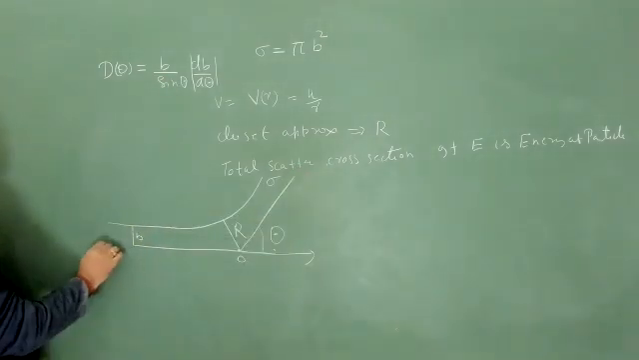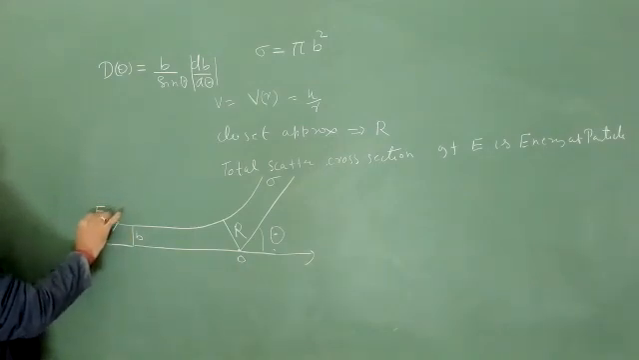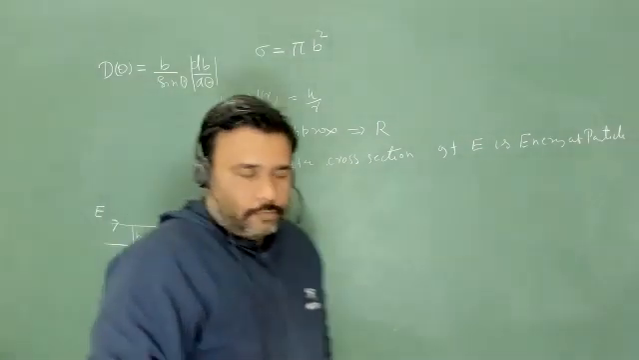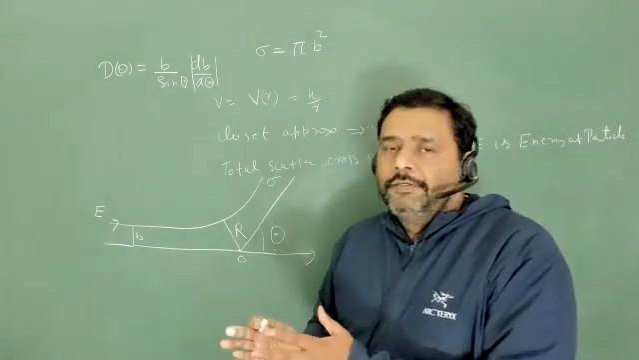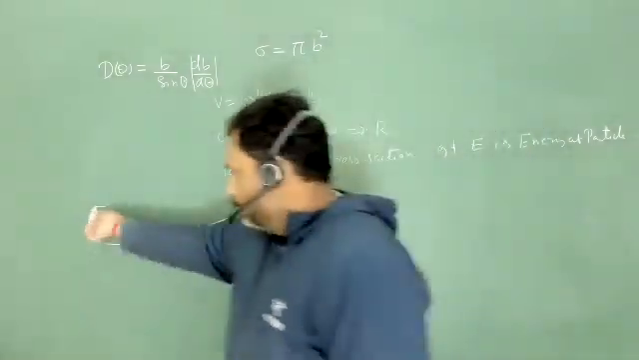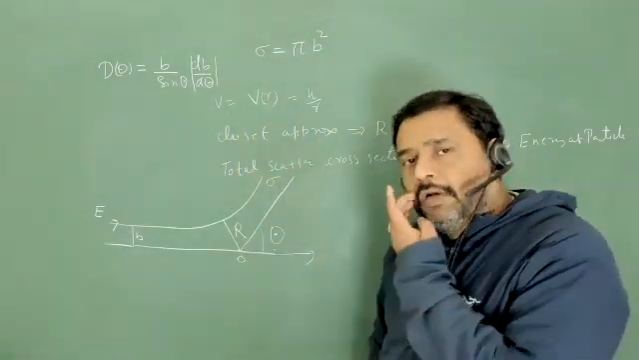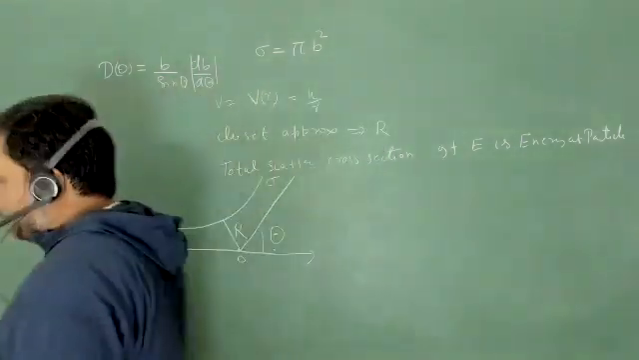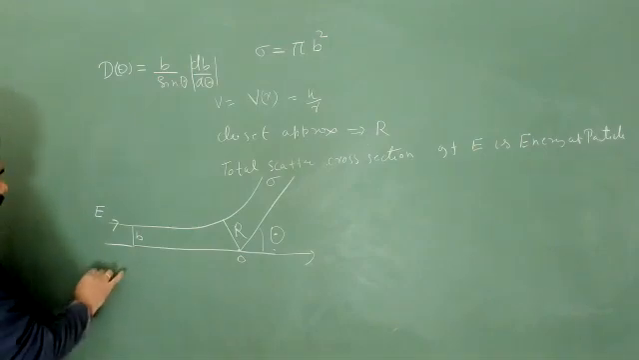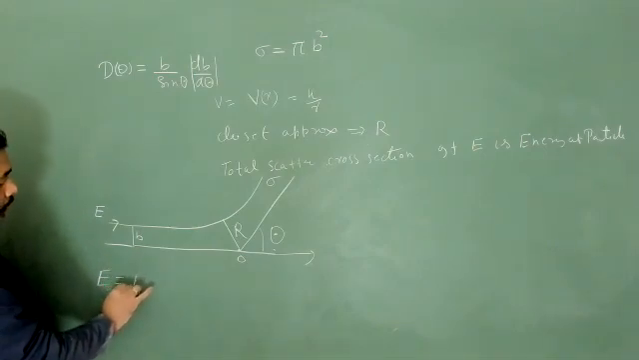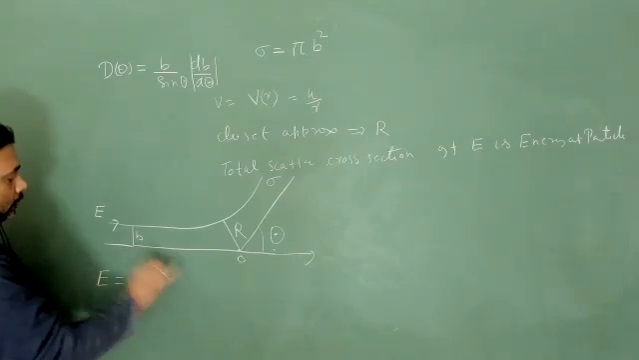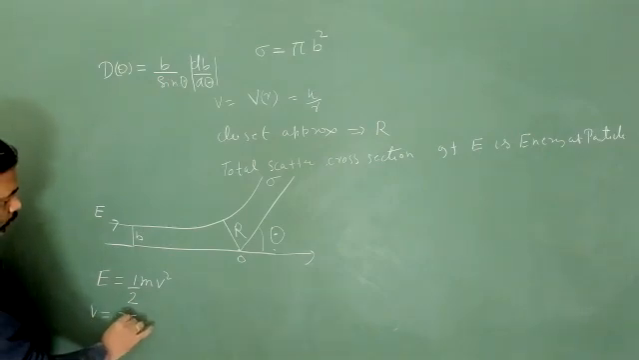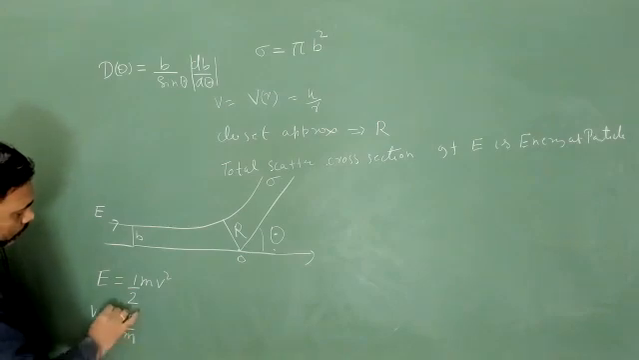Now, initially the particle is coming with the energy E. So what will this energy E be? Is that only kinetic energy, or kinetic plus potential energy? Only kinetic energy, because we have the assumption that the particle is free here. So we can write the value of E is equal to half mv², so we can easily calculate v is equal to root under 2E upon m.